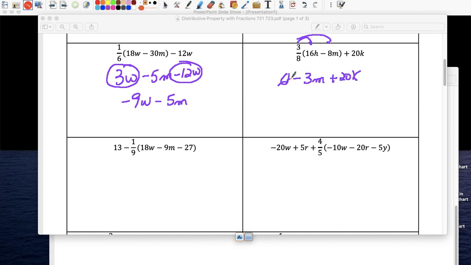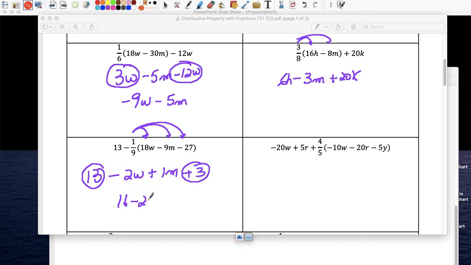All right, I forgot the h here, sorry. 13 does nothing, and then the distributive property is happening here, right, with the 1/9. So negative times a positive is a negative. 1/9 of 18 is 2w. Negative times a negative is a positive. 1/9 times 9 is just 1m. And negative times a negative is a positive, and 1/9 times 27 is 3. Combine like terms. Yeah, this guy here and this guy here can be combined. 13 and 3 is 16. And then minus 2w plus m.